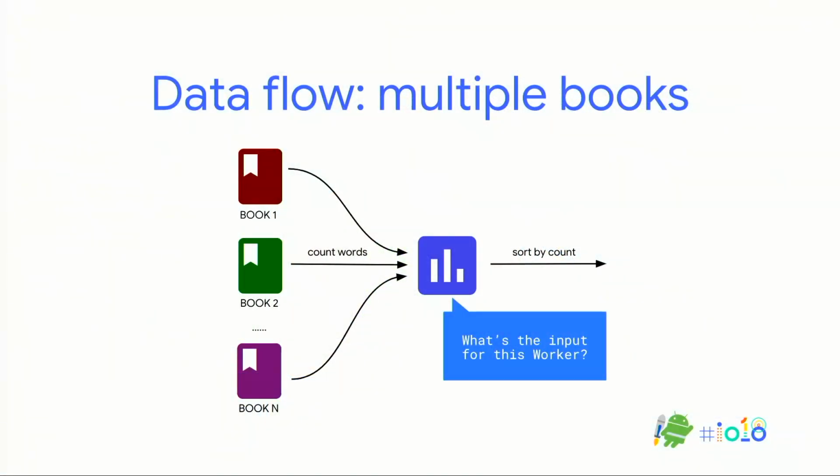But here's a really tricky thing. What happens when you have multiple books? What's the input for the find top 10 words worker? You're passing multiple pieces of data, but I've only been able to get one input data. What happens to the rest of them, or how do they combine?